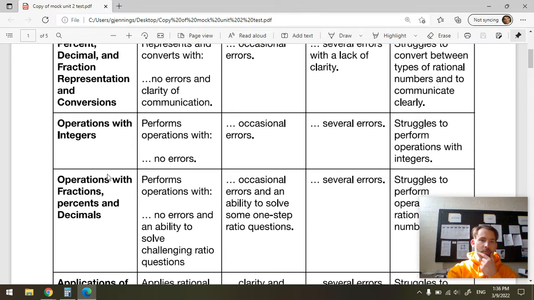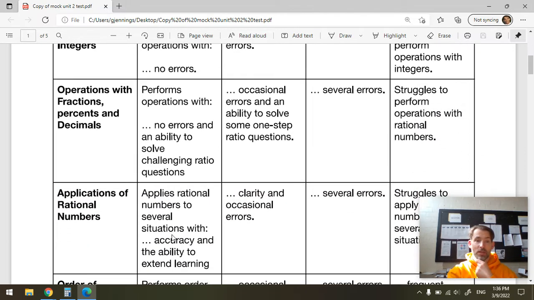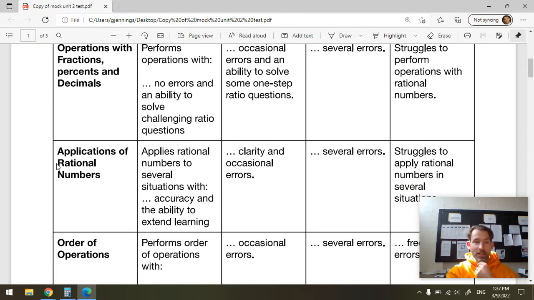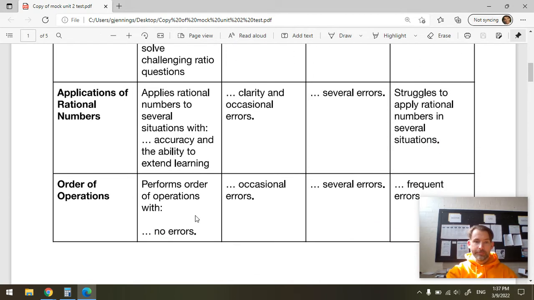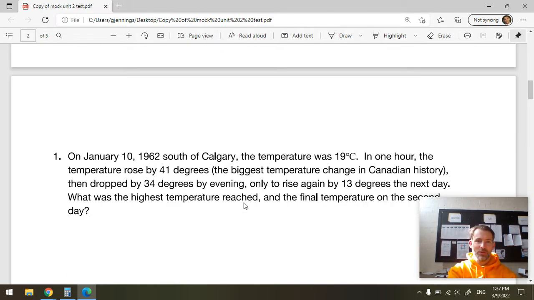Okay. Operations with fractions, percents, and decimals is the main thing for this unit. Can you do that with no errors and the ability to solve challenging ratio questions as well? And then can we apply these rational numbers in different situations? Can you apply them with accuracy and extend your thinking into these different situations using these mathematical tools? Finally, order of operations is BEDMAS. Do you follow BEDMAS or do you make mistakes? If you follow BEDMAS, you're not making mistakes. So make sure you follow BEDMAS.